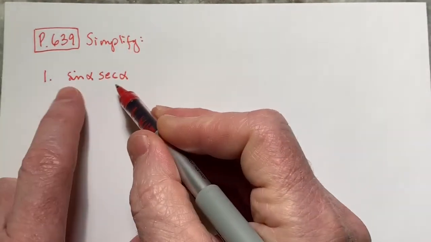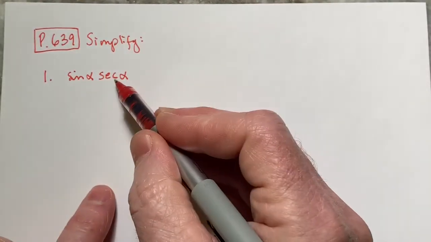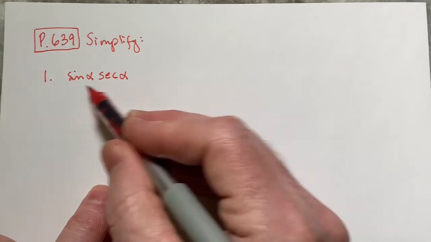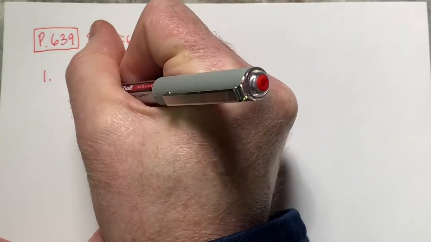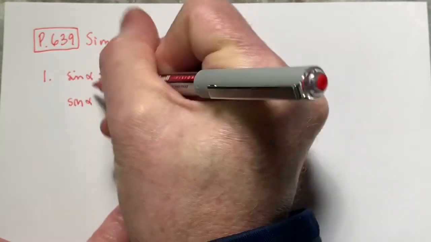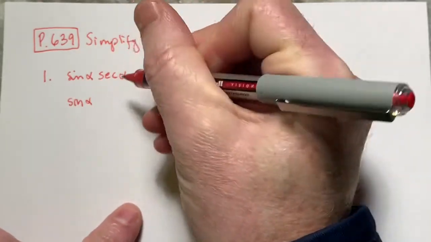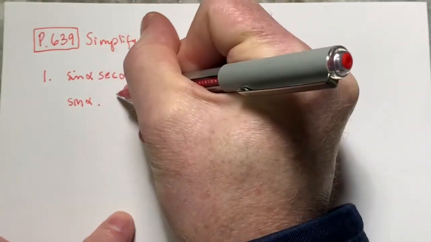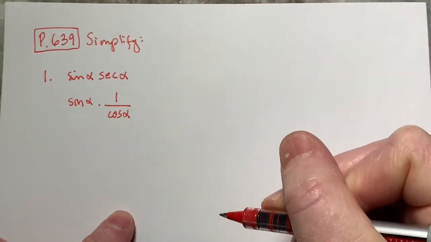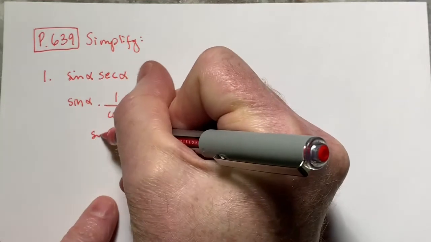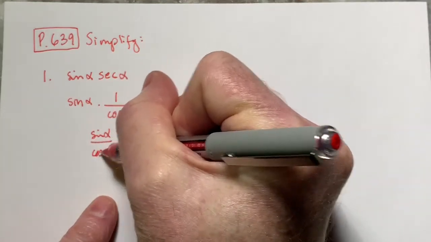So look at this one. I have a sine and a secant. Well, secant, because I really don't know what I get when I multiply those together, I'm going to rewrite the secant part. I'm just going to bring down sine, and secant is a reciprocal with cosine. So it's the same thing as 1 over cosine alpha. And then now I end up with sine alpha over cosine alpha.